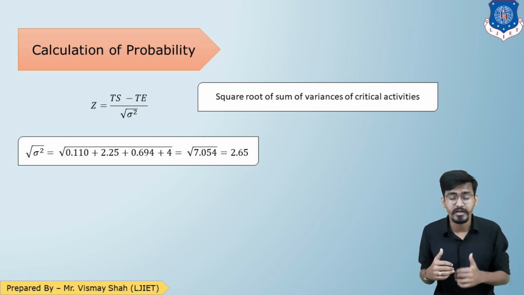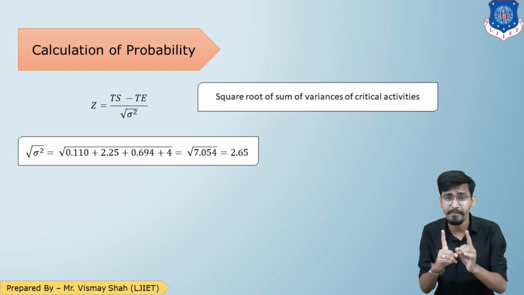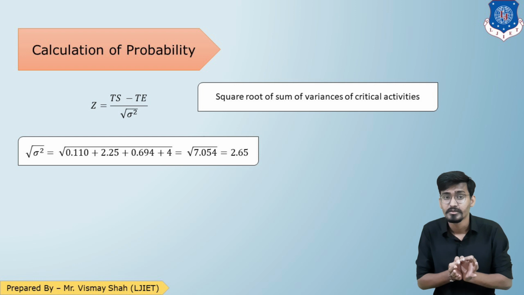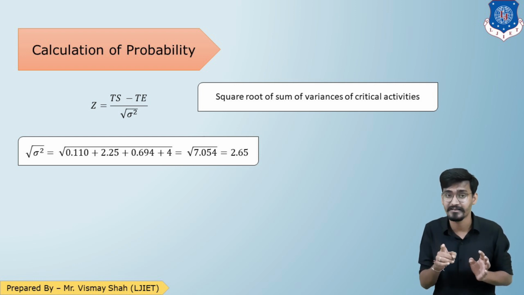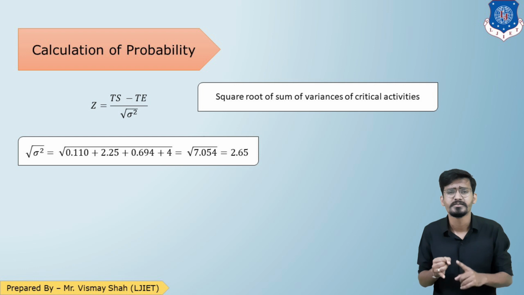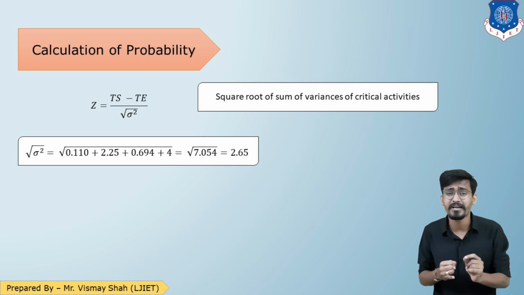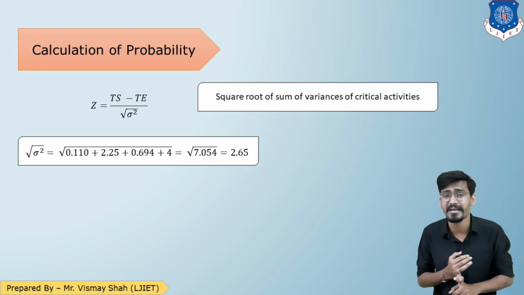Now the denominator is under root sigma square. That is the most important. Students, focus, under root sigma square. So variance is sigma square and we take the square root of that. So the denominator is the square root of the sum of all the variances of critical activities. Again, the denominator is the square root of the sum of variances of critical activities.